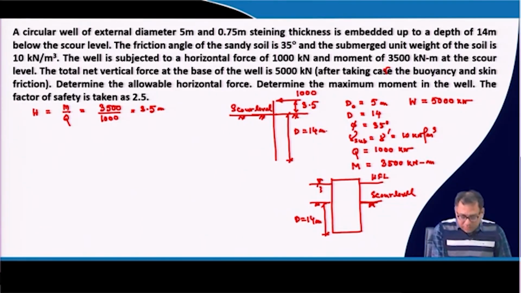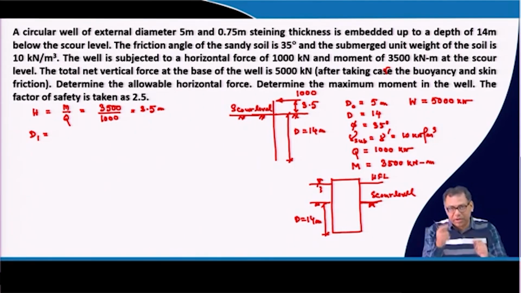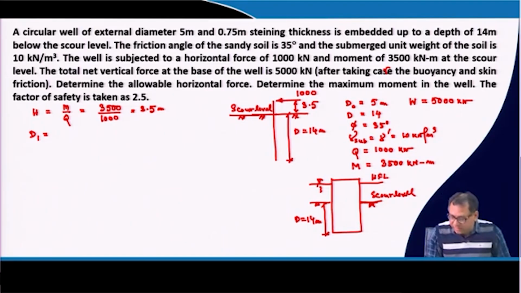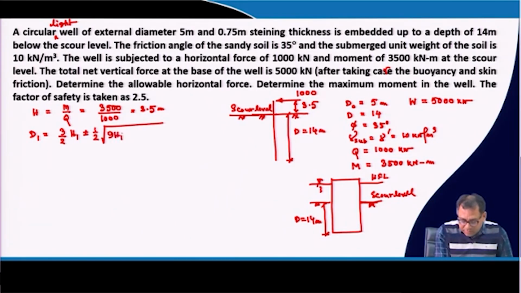Now we know how to calculate D1. D1 is the distance of the point of rotation from the base of the well, and this is for a circular well. So, we can calculate D1 as 3 by 2 into H1 plus minus half root over 9 H1 square minus 2D into 3 H1 minus D.